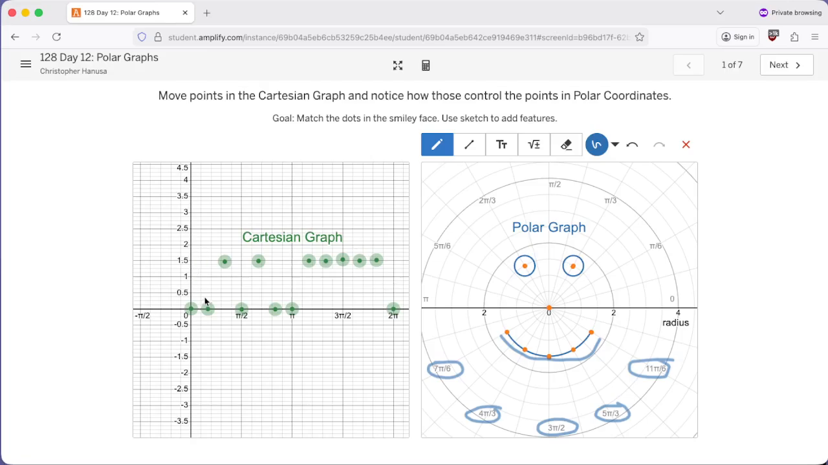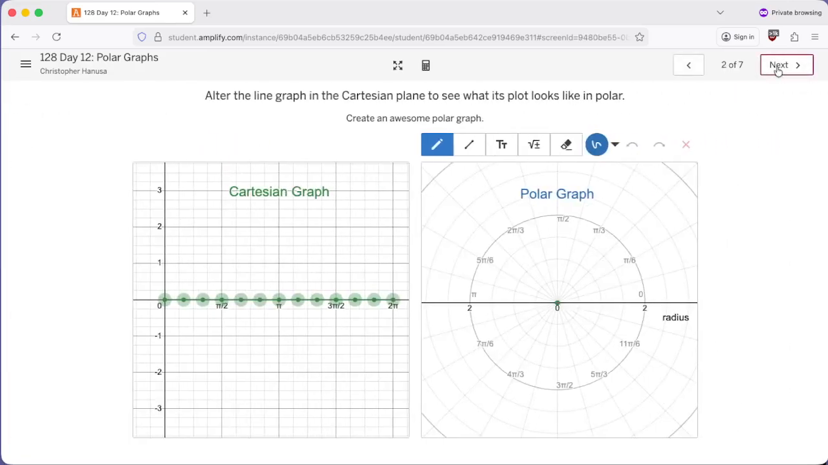Okay, so what we see here is that in this picture, putting the green points at this height gives the orange points at that radius in this picture. Okay, let's go to the next picture.